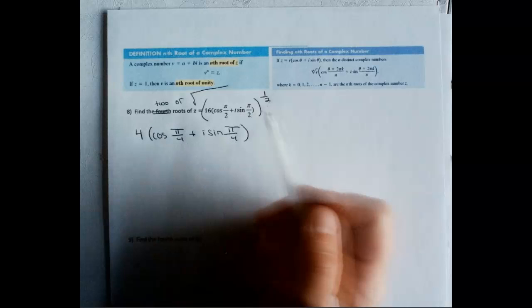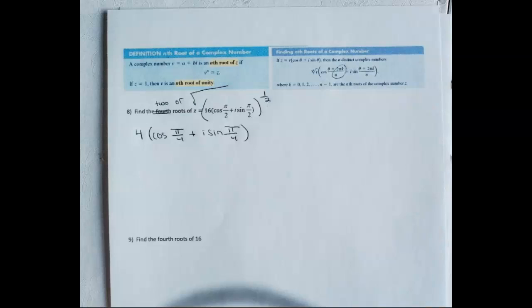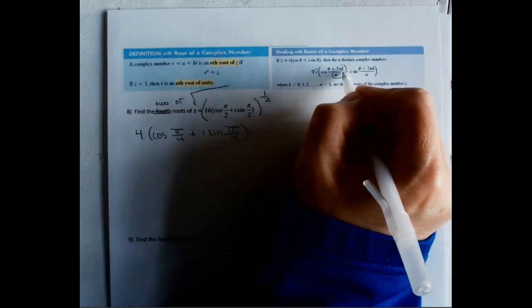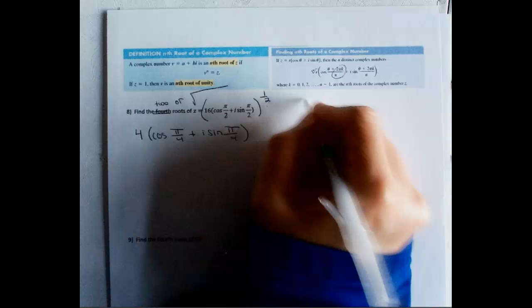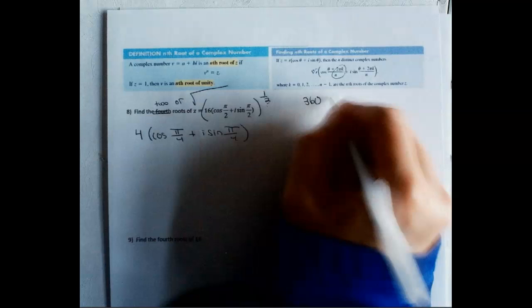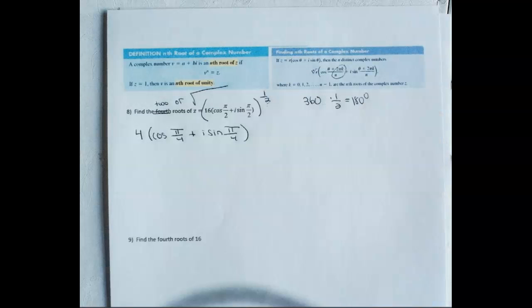Now the question is, how do we find that other root? And it's kind of hidden inside here. I'm going to make it a little bit easier. If you think about 2 pi k, that's equivalent to 360. So I'm going to take 360, multiply it by 1/2, and I get 180 degrees. So that means I need to travel 180 degrees to get to that other root.